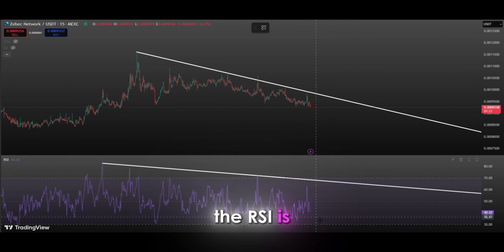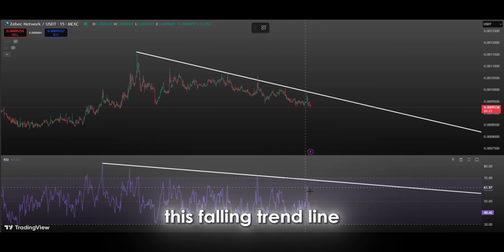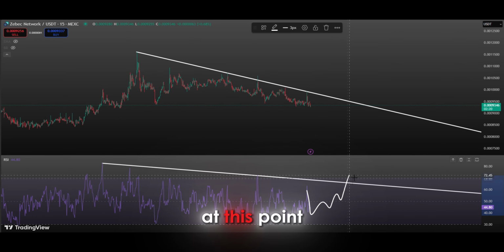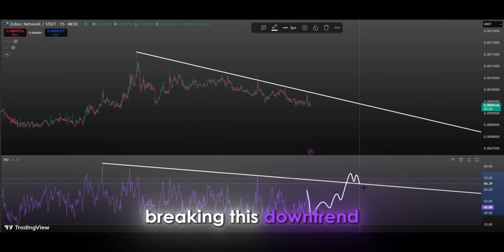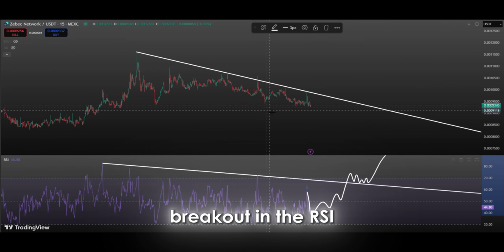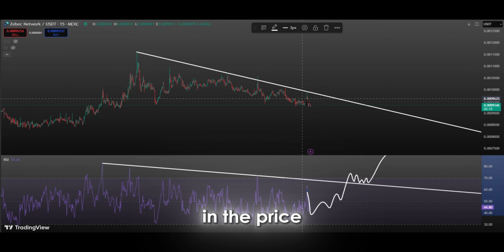At the moment, the RSI is very close to this falling trend line and seems to be preparing for a new breakout attempt. At this point, the RSI breaking this downtrend will be an extremely critical threshold, because such a breakout in the RSI usually leads to a trend change in the price.